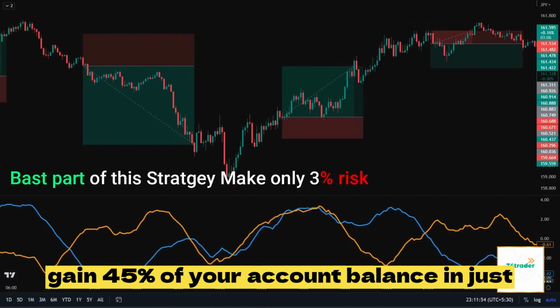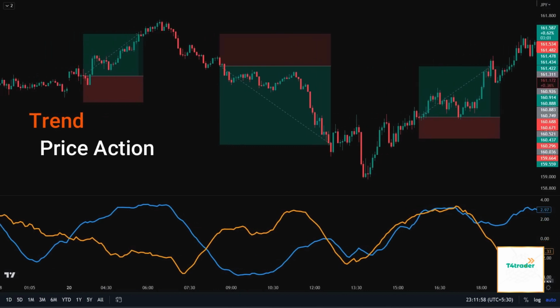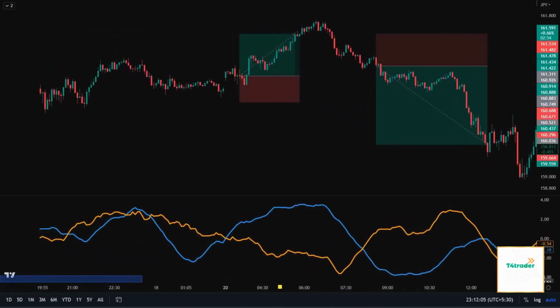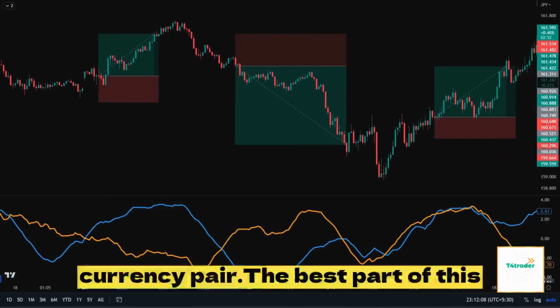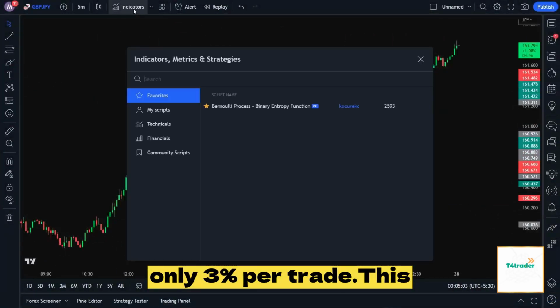You can gain 45% of your account balance in just 30 days. In other words, if you have $1,000 in your account, you can make at least $450 using just one currency pair. The best part of this strategy is that you have to risk only 3% per trade.